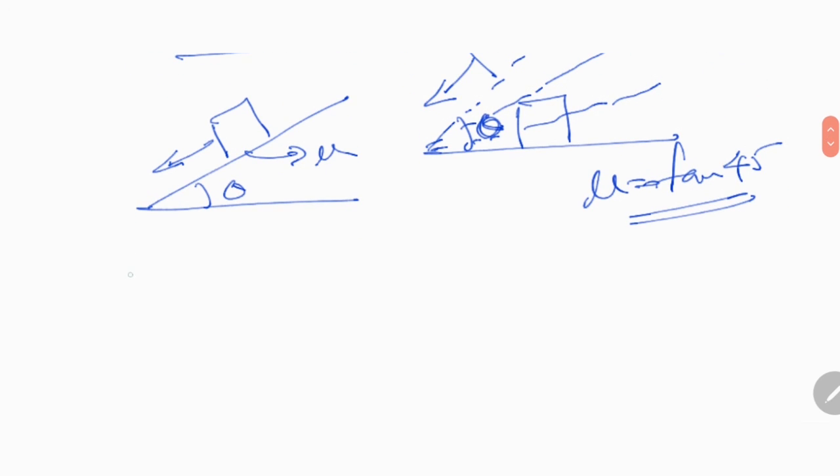I'll see you in the next class where we'll discuss problems on friction, but we will also try to understand the concept of creating or drawing a free body diagram. I'll discuss this in the next class.